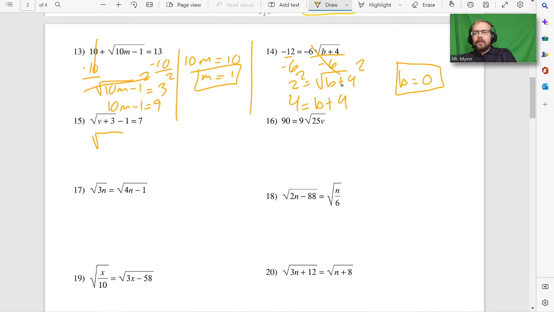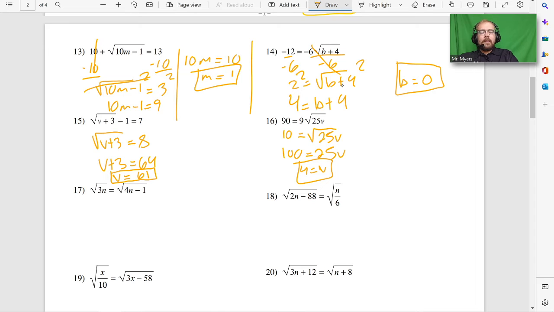All right, we add 1 here. So v plus 3. Add 1, we get 8. Square both sides, and you get 64. Subtract 3 on both sides, and you get 61. There we go. All right, divide by 9 on both sides. Square both sides. Divide both sides by 25. And we get 4.